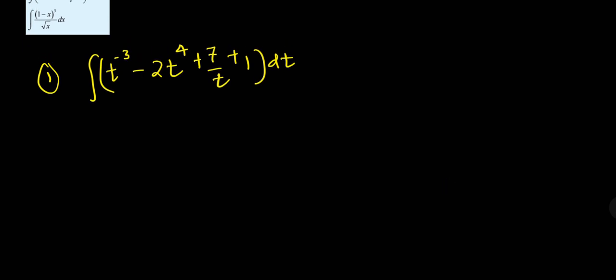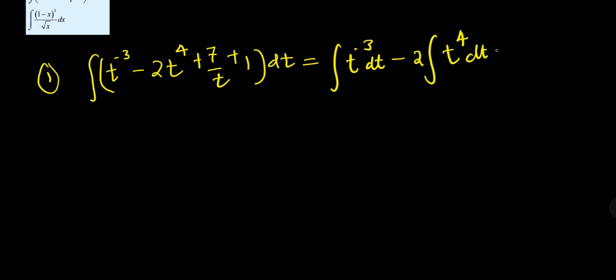As we discussed the properties, you can integrate each term independently, and whenever there is a product of a constant and a function, you can factor out the constant. So you can say this is integral of t power negative 3 dt minus 2 integral of t power 4 dt plus 7 integral of 1 over t dt plus integral of dt, because 1 times dt is dt.